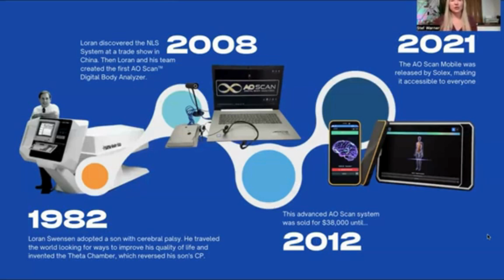It got to a point that it could no longer work with Microsoft. And so he was able to, with his team, reprogram it and create what we now know as the AOScan digital body analyzer. This previously was a $38,000 computer system that you could only access by visiting a clinic. And it took several hours to conduct a full body scan and to read through all of the reports.